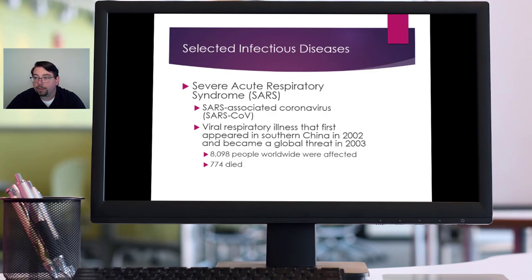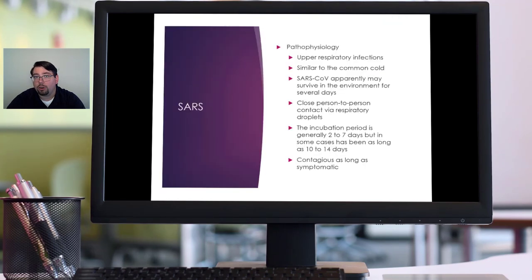SARS is one of the other components we think about. It is a version of the coronavirus. Oftentimes people don't think of SARS, the severe acute respiratory syndrome. It was an illness that came out of southern China in 2002, and then became a global threat within a year, by 2003. Over 8,000 people worldwide were affected, and just under 800 patients actually died from it. The scale was not nearly as severe as we're seeing with COVID-19, but it's still a type of coronavirus.